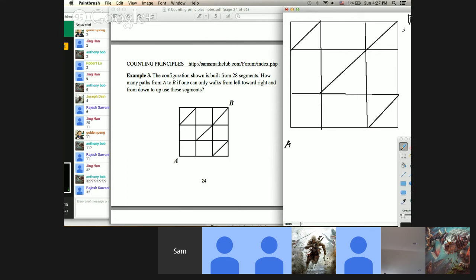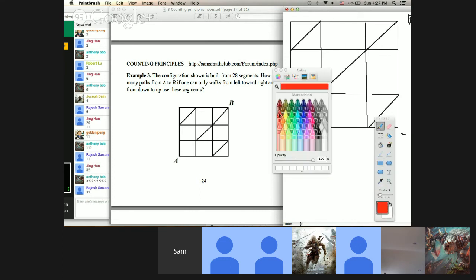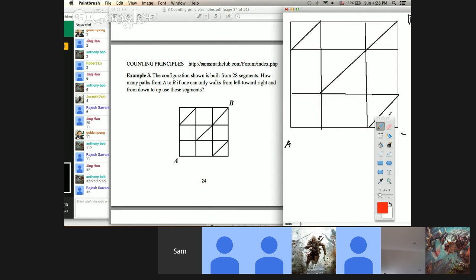Everybody's saying 32, I see. Oh, okay. I'll work through the water pipes and then we'll see where you guys went wrong. Hopefully you guys tried using water pipes. It's a really fun method. At least I think so. Okay. So I'll do it in red so you guys can see it a little bit better.